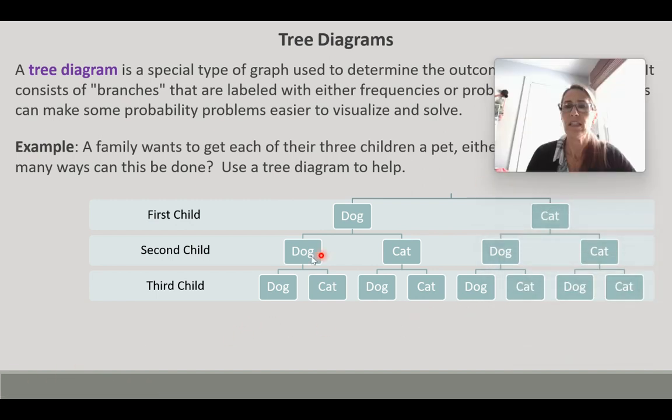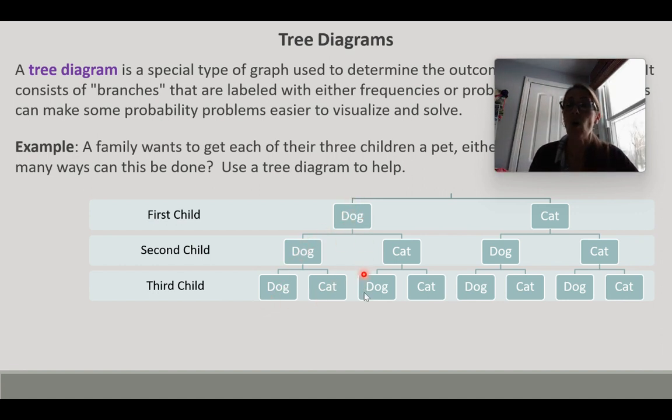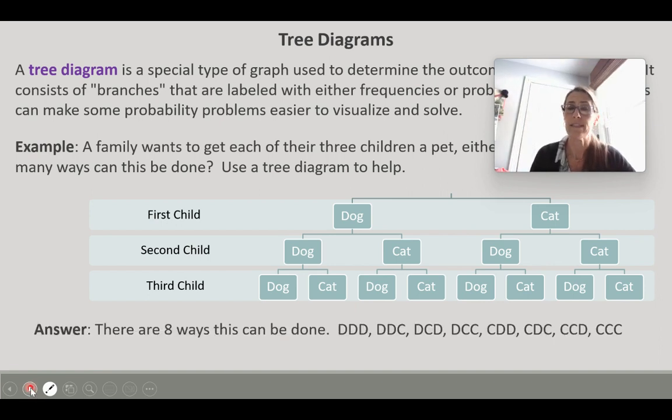The first child can choose a dog or a cat. The second child can choose a dog or a cat. If the first child already picked the dog, we are along this branch. If the first child picked a cat, we're along this side of the branch. As each child picks their pet, we have these different outcomes. Down on the bottom, we have our full sample space, and if we go down the branch vertically, we can see all the different possibilities for this family. So there are 8 ways that this can be done.